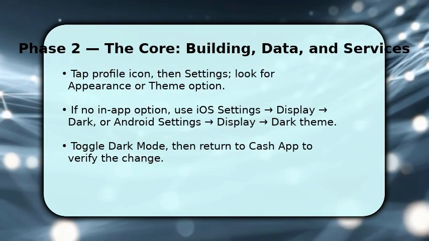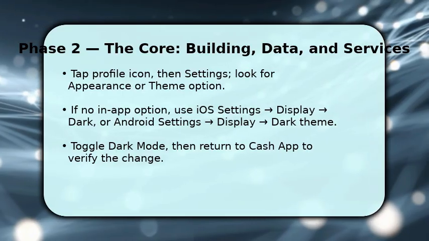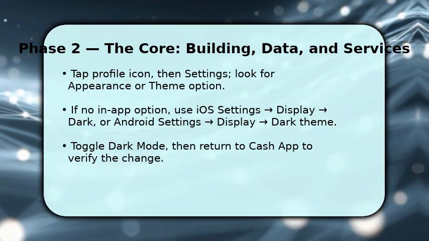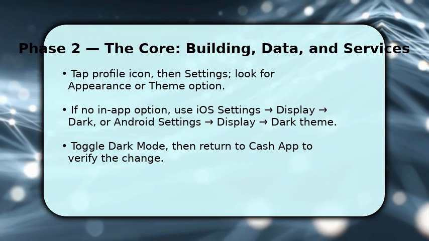You now change the theme. Tap your profile icon, choose Settings, and find Appearance or Theme, toggle Dark Mode if available. If Cache App lacks a built-in switch, make sure your OS Dark theme is enabled.